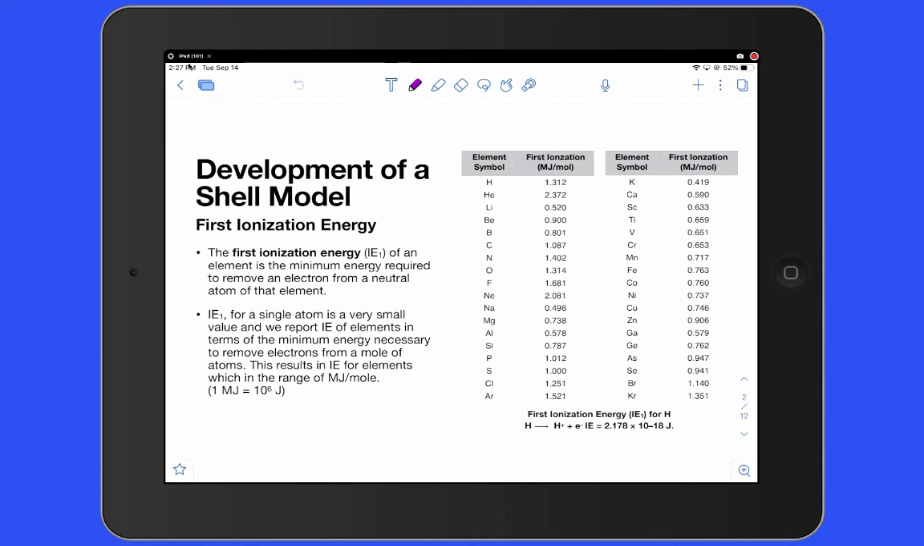Okay. So development of shell models. What we've been doing up to this point, we've been talking about shell models. We've been talking about electrons at specific distances away, when we talked about Bohr and the electrons jumping up and down between energy levels and absorbing and releasing energy. Shell model.